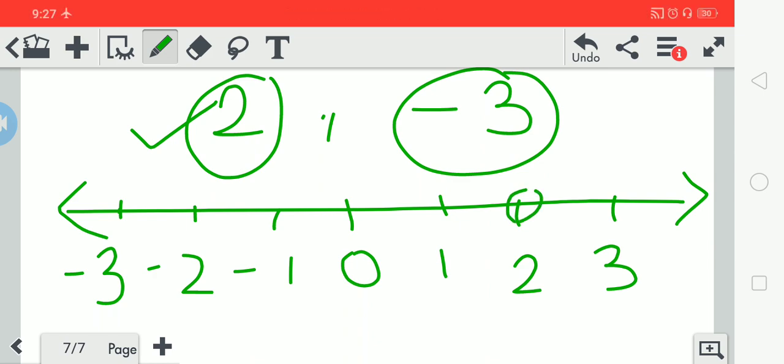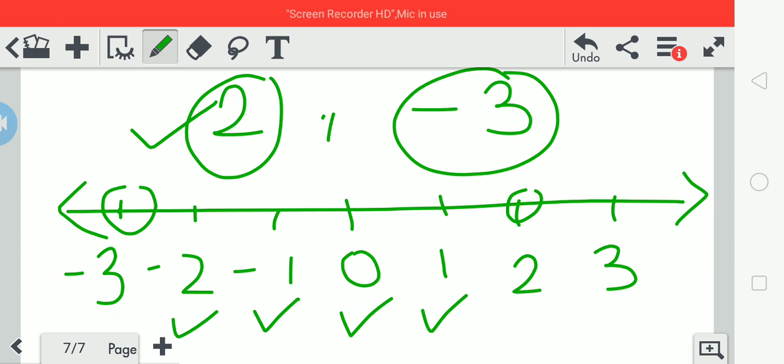Now my first number is 2, I will circle it. The second number is -3. Now count how many numbers are in between 2 and -3. So I get 1, this 2, this 3 and this 4. So there are a total of 4 numbers in between 2 and -3.